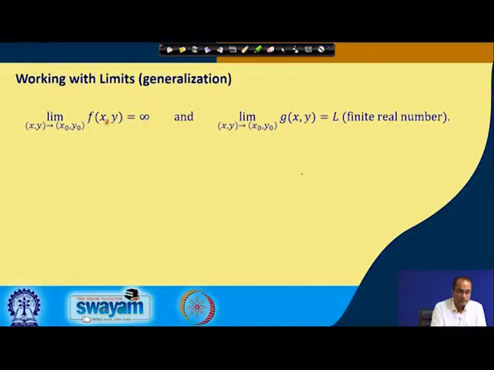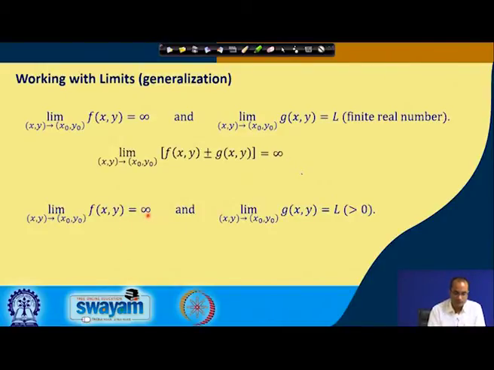If we have f(x, y) going to infinity and g(x, y) approaching some finite real number, in this case we can evaluate such limits, f(x, y) plus or minus g(x, y), since this is infinity already, and then we have here g(x, y) equal to L. So, it does not matter what this number is, as long as it is a finite number, then this limit will be just infinity.